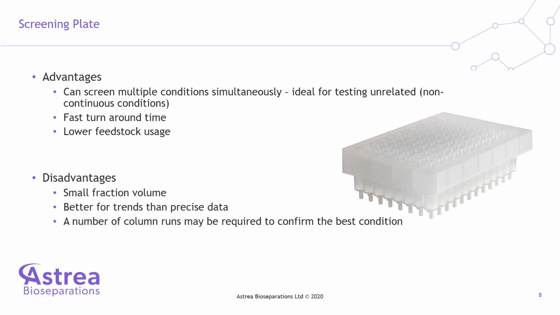The disadvantage of this approach is that it does give you a small fraction volume. Therefore, you may need to limit the amount of tests or the tests that you're running. This approach is also better for trends than precise data. So it will tell you if something's working or not working, or it can identify roughly where your ideal conditions are. But it may be once you've found your rough area, you're going to want to go to a column run and perform a few column runs just to confirm which is the best condition.